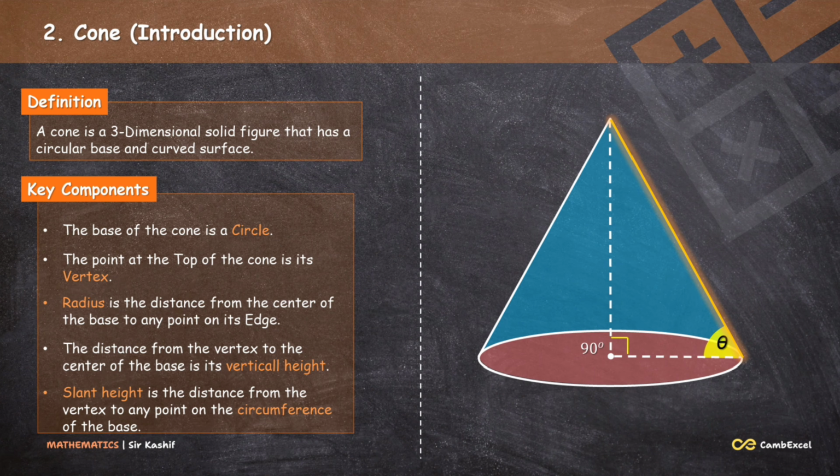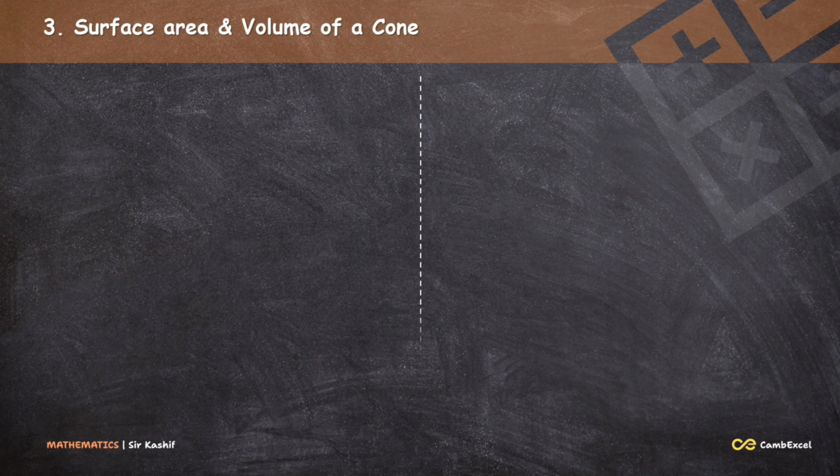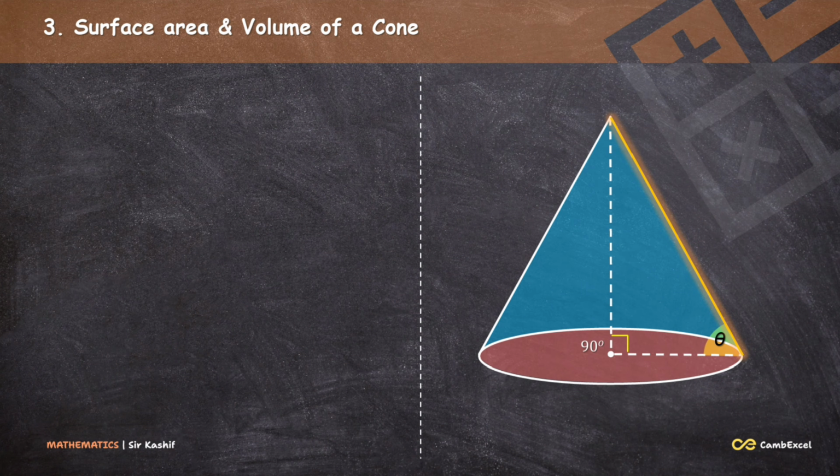After knowing about the definition and the key components of a cone, let us go through the definitions of the surface area of a cone and its volume. But before introducing the definitions of surface area and volume, let us first figure out some symbols that we have to use. The radius of the cone is going to be labeled as r. The slant height is going to be labeled as small l, and the vertical height is going to be labeled as h.